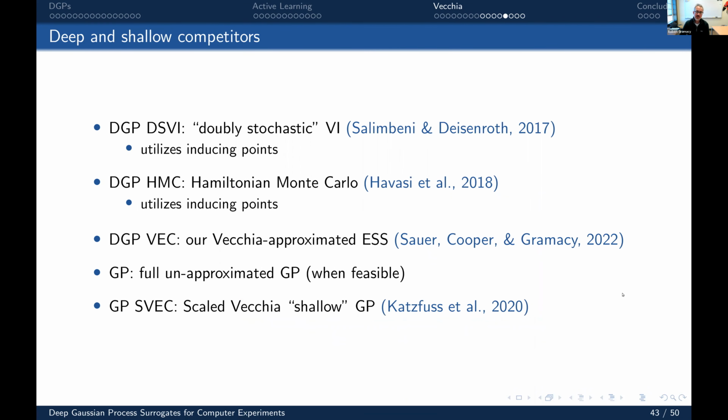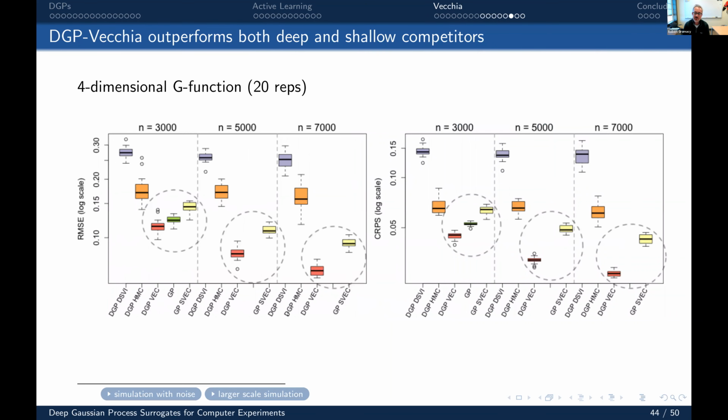So I'm going to finish up with a comparison here to some of the methods from the machine learning literature. So we have some Hamiltonian Monte Carlo, variational inference. Both of these use inducing points. We have our method. We have a full GP for the situations where that's feasible. And we have a Gaussian process with the Vecchia approximation. So this is fast, but not as rich as the deep Gaussian process. In fact, I've shown you these results already. The things that are circled were exactly the plots that came on the slides that I showed you before. So I was using the Vecchia approximation at that time.